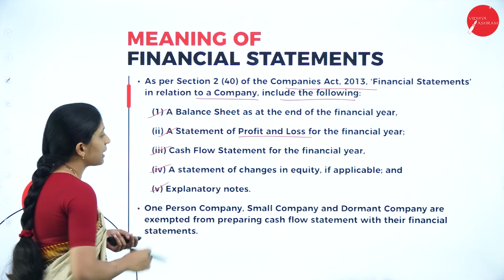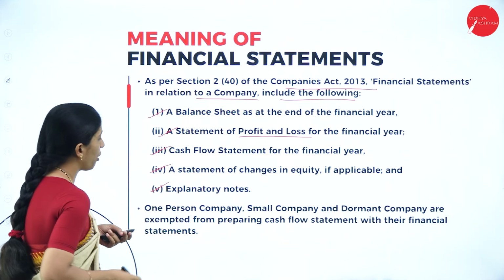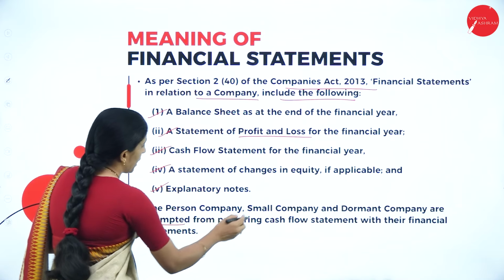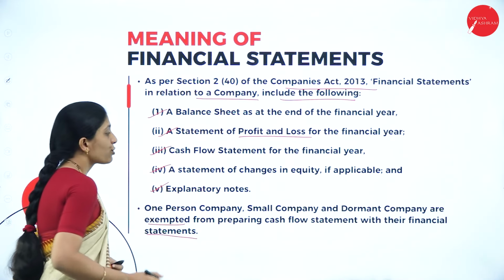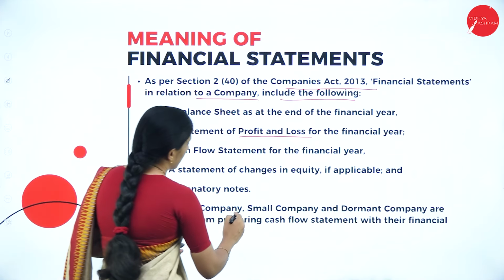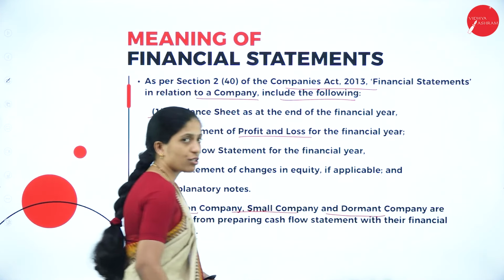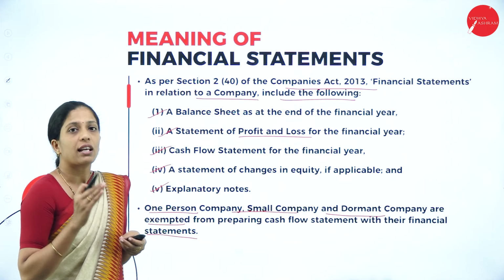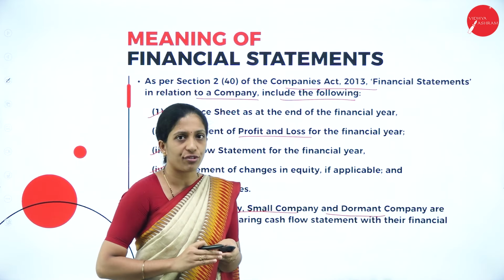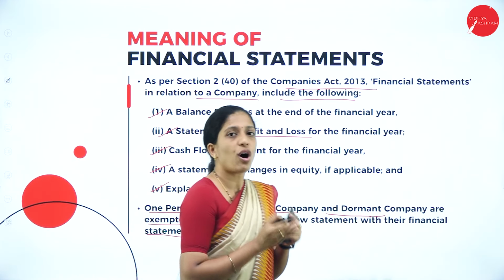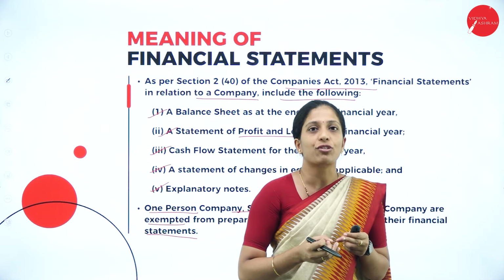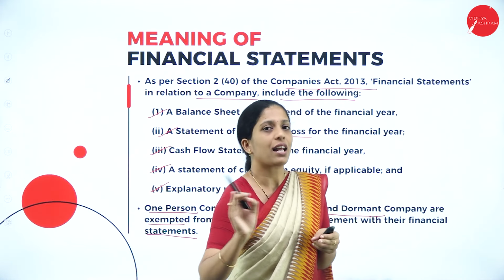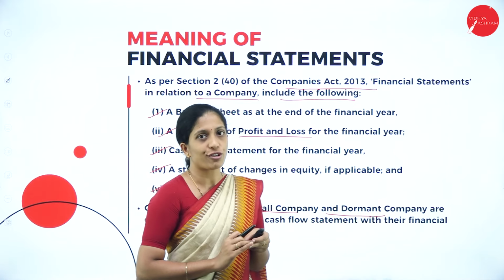One-person company, small company and dormant company are exempted from preparation of cash flow statement with their financial statement. These companies, like one-person company, small company as well as dormant company, are exempted in preparation of cash flow statement since they are small organizations and the transactions are very few. So they are exempted in preparation of cash flow statement.